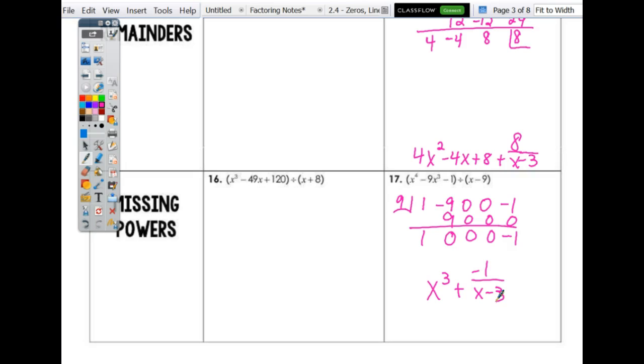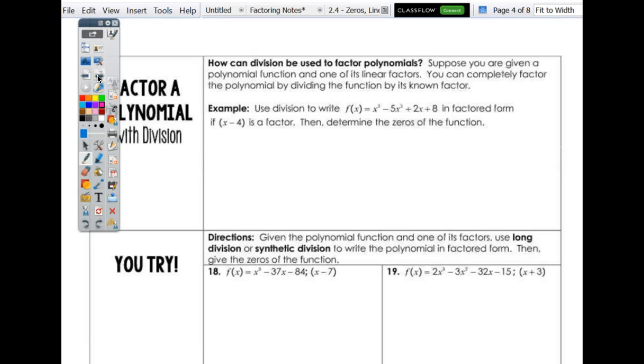It's okay. It's all right if it looks weird. x cubed plus negative 1 over x minus 3. Okay. So this is what we use. This is why we do this. This is why we do long division and synthetic division.